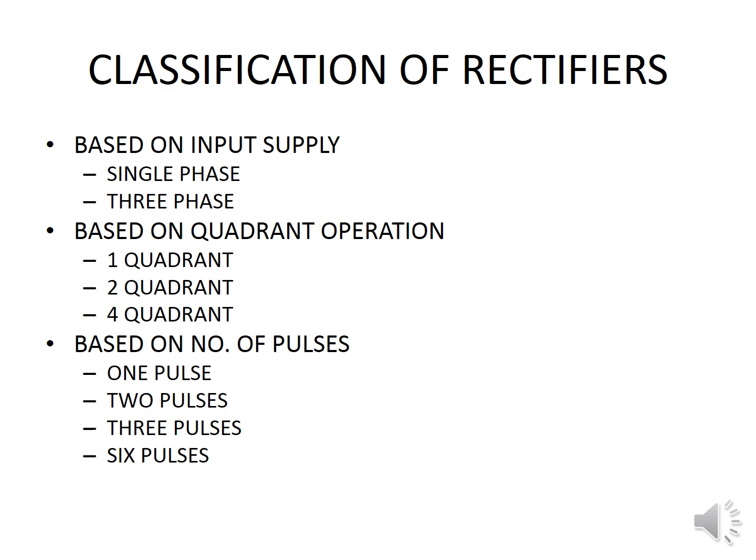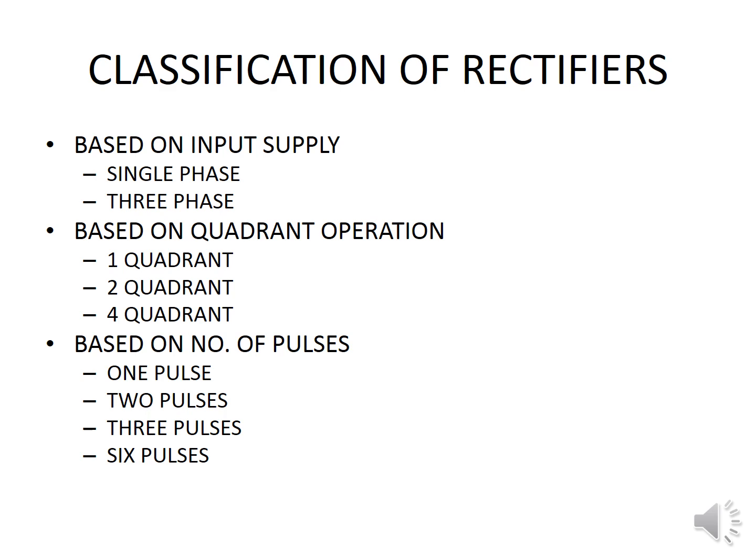Then based on number of pulses, which are classified into one pulse converter, two pulse converter, three pulse converter and six pulse converter. So how can the rectifier be classified based on number of pulses? What is the pulse generation? For each cycle, how many pulses are created to trigger a single SCR or n number of SCR or set of SCR. That is the classification based on number of pulses.